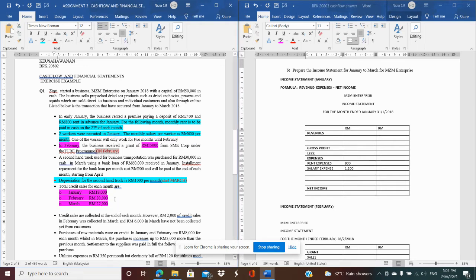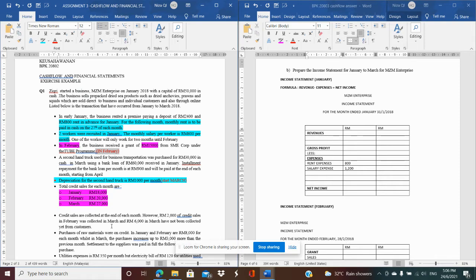Here is the amount of credit sales for each month, and then there's a condition of the sale. You said that it will be collected at the end of each month. There are a few situations whereby credit sales will not be collected fully in February and also in March, and will be collected in the next month. For the income statement, when the collection is made does not affect the recording of the revenues, because we are looking at when the action to receive the revenue happens.